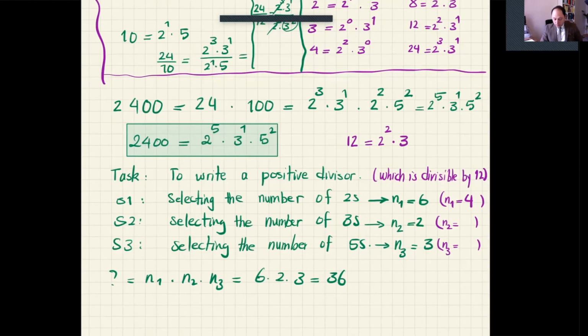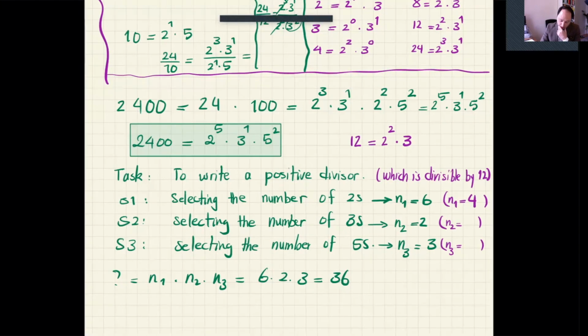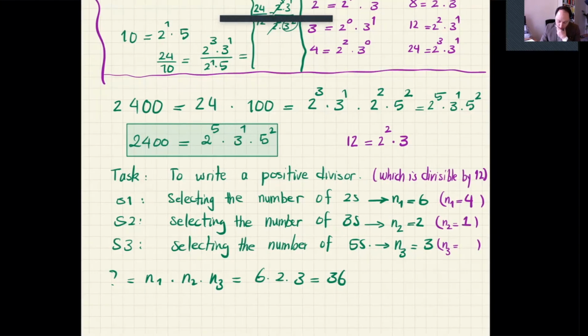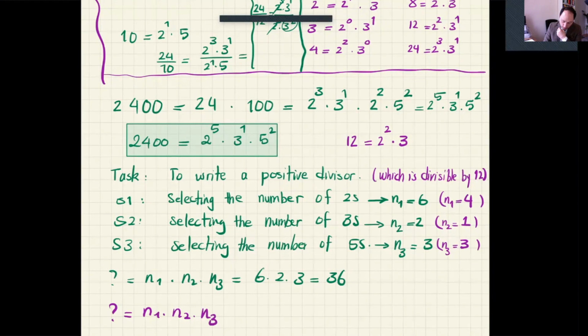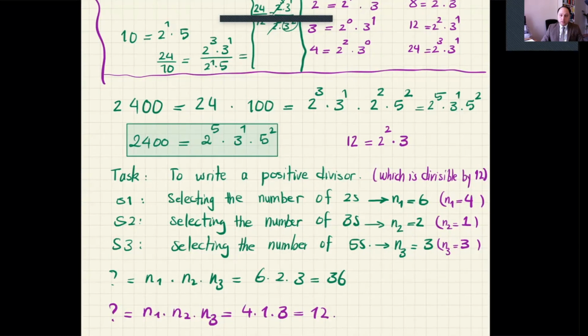How many are there for N2? It has to have this, so this is 1. And how many are there for 3? It's still 3. So the answer to the second part is N1 times N2 times N3, and the answer is 4 times 1 times 3, which is 12. So these are the answers for this question. Is it clear for everyone?